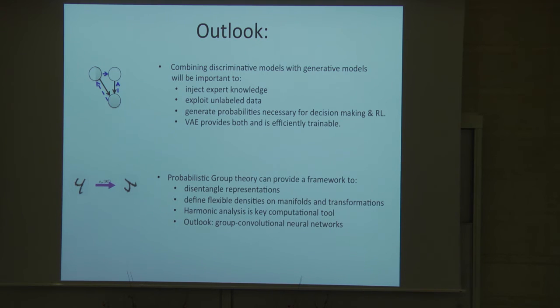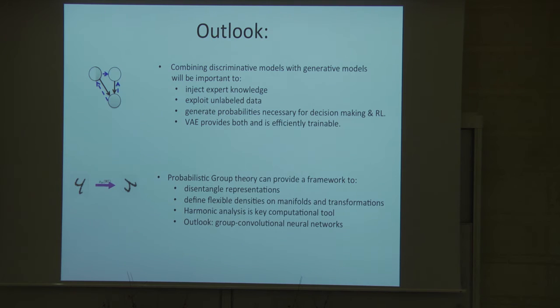So the outlook is that I've been looking at these variational autoencoders as a way to combine discriminative and generative models together. We can still say what we like most about modeling is injecting our prior knowledge, our expert knowledge, and also we can exploit unlabeled data in the case we have many more features than we have data points.